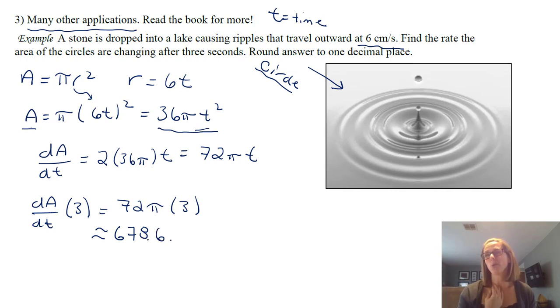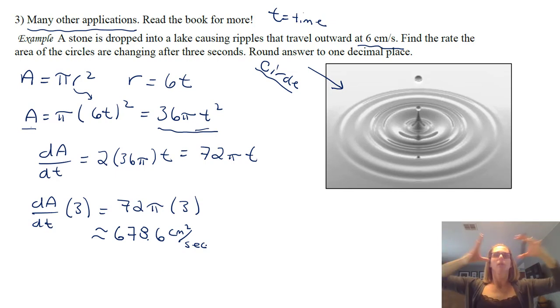678.6. You should think about what the units are on this, because it's going to come back to us later. This is the change in area. So area is what kind of units? Squared units, and time here is seconds. So the area of this circle is changing by 678.6 centimeters squared every second. Imagine these circles going out: every second you're moving out 6 centimeters, then another 6 centimeters, another 6 centimeters every second. And so the area of that circle is getting very, very large.